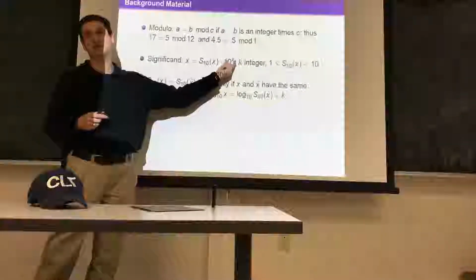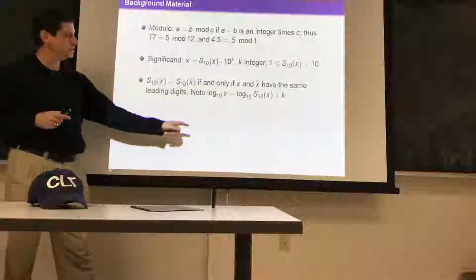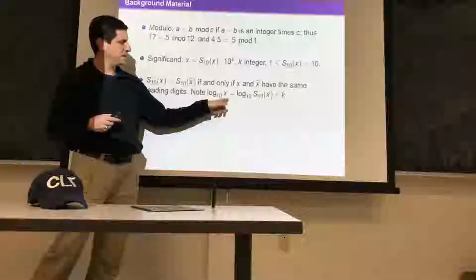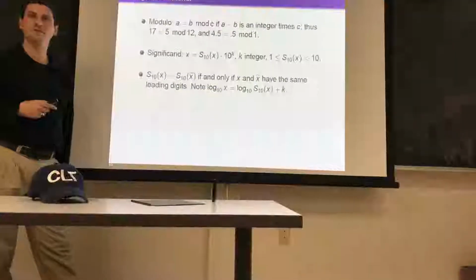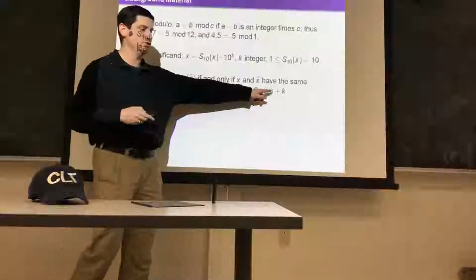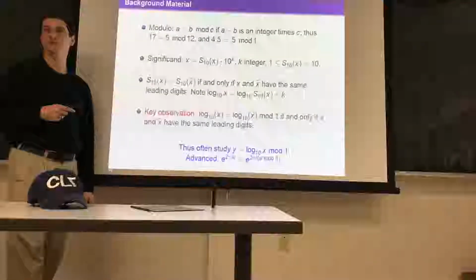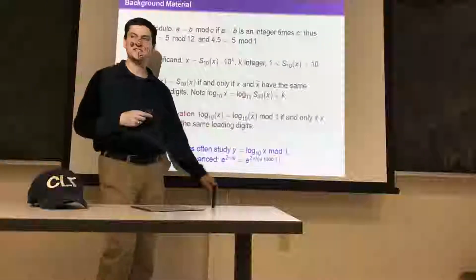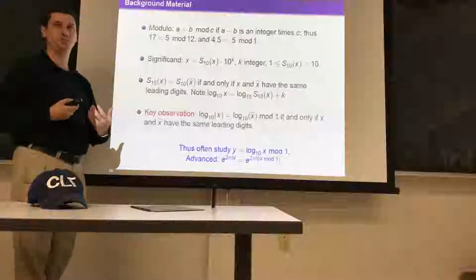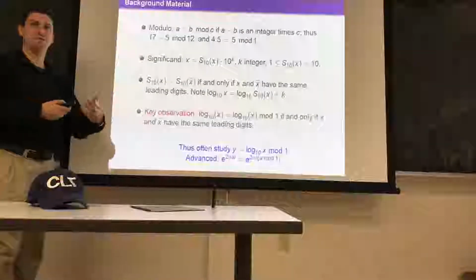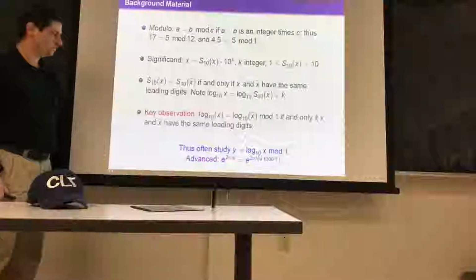The log of 10 to the k is just k. So this means that the log of x base 10 is almost the same as the log of its significand. It differs by an integer. And this suggests that we should study these mod 1. So if the logs are the same mod 1, if they have the same fractional part, then when you exponentiate, they'll have the same leading digits.